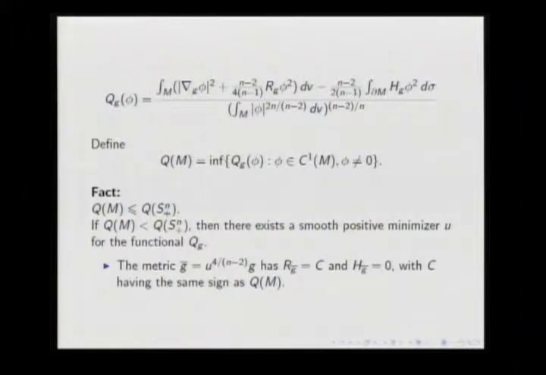And the important thing is that this function solves the problem, and the scalar curvature will be equal to a constant with the same sign as the invariant. So in our case, we will prove that the invariant is negative, so the scalar curvature will be negative.